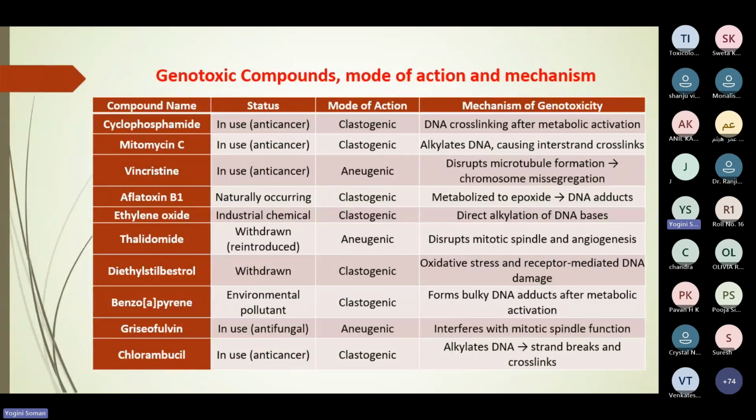Then griseofulvin, currently in use as an antifungal, and the mode of action is aneugenic. The mechanism is that it interferes with mitotic spindle function. Then the last one is chlorambucil, which is currently in use, also an anti-cancer drug, and the mode of action is clastogenic. The mechanism of action is that it alkylates DNA, causing strand breaks and crosslinks.